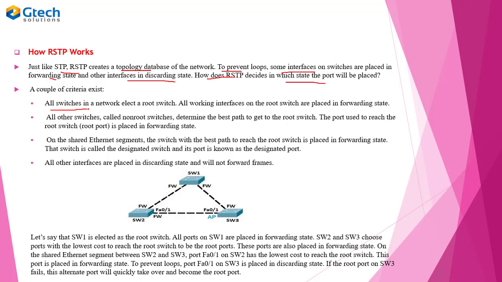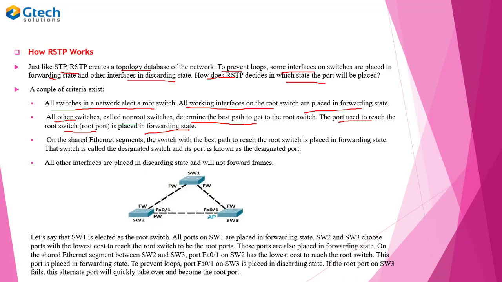All switches in a network elect a root switch, just like in STP. Then all working interfaces on the root switch are placed in the forwarding state, the same thing as in spanning tree protocol. Then all other switches, called non-root switches, determine the best path to get to the root switch. The same as STP. The port used to reach the root switch is called the root port and is placed in the forwarding state. The same concept, guys.